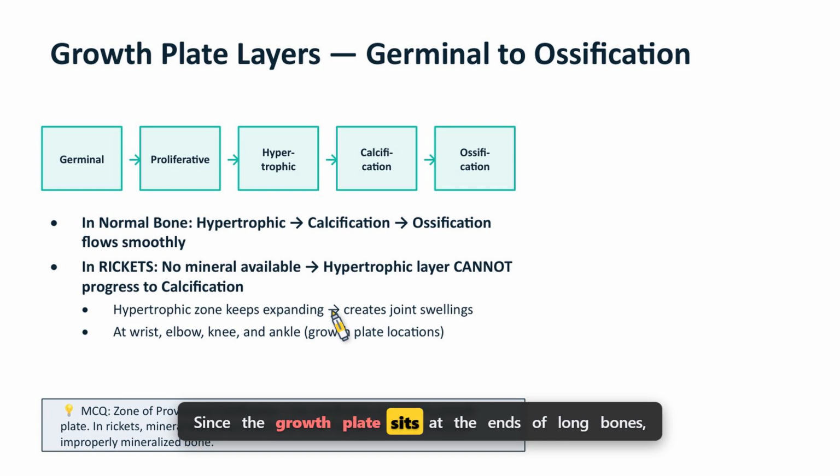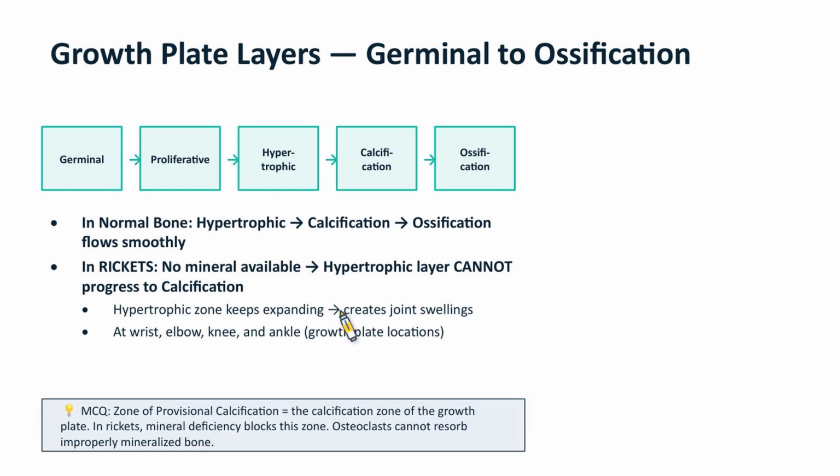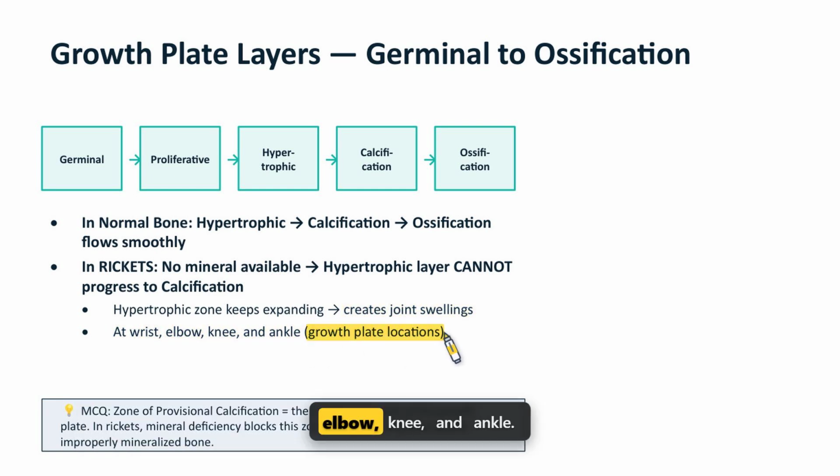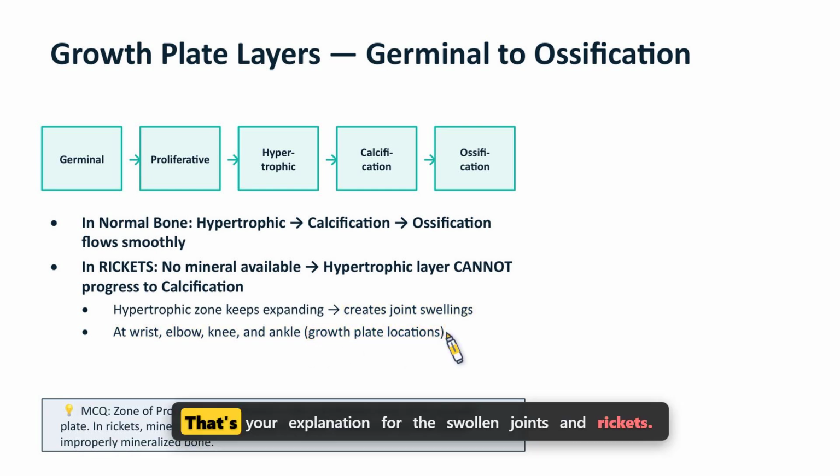Since the growth plate sits at the ends of long bones, this enlarged, uncalcified hypertrophic zone creates visible swellings at the wrist, elbow, knee, and ankle. That's your explanation for the swollen joints in rickets.